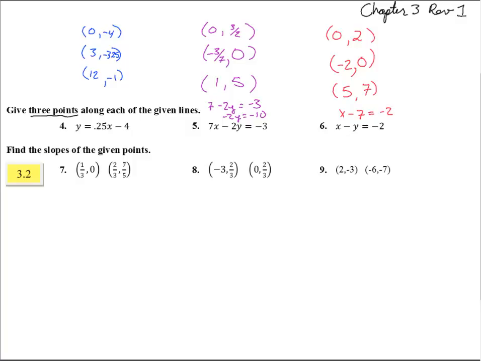Again, you might have 3 completely different points. You'll notice here I got the intercepts, here I didn't. But you should be able to just stick in numbers and get points, whether they turn out to be fractions or not. Okay, number 7.